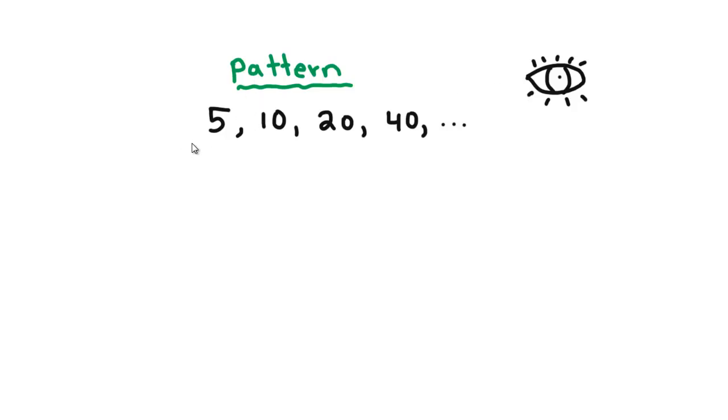So let's say we have this sequence of numbers here. We started off with 5 and then we went up to 10, 20, 40 and so on. So from here we can see that to go from 5 to 10 we had to multiply the 5 by 2, so times 2. And that's consistent for the next term here. So we started with 10 to get to 20. Again, we multiplied that by 2. And same thing with the 40. We multiplied the 20 by 2 to get the 40.